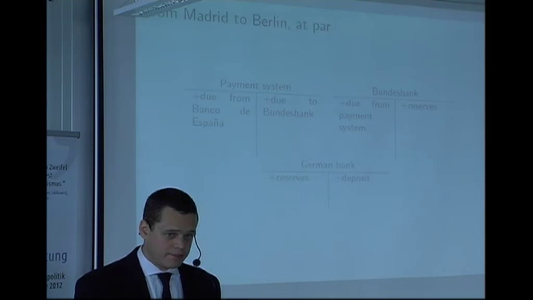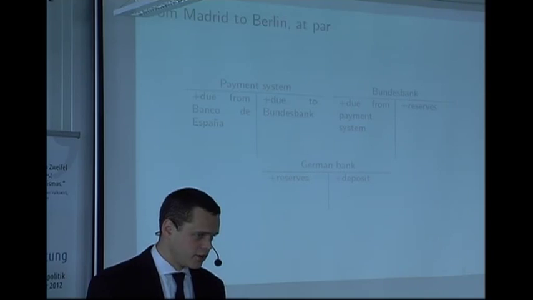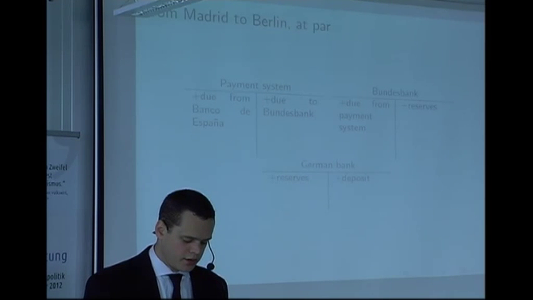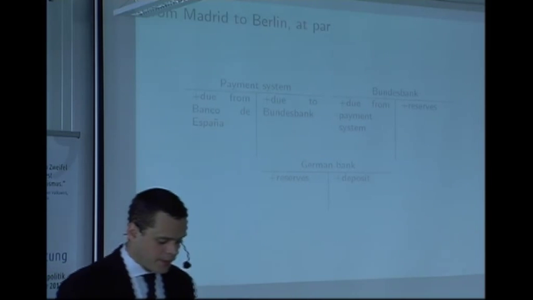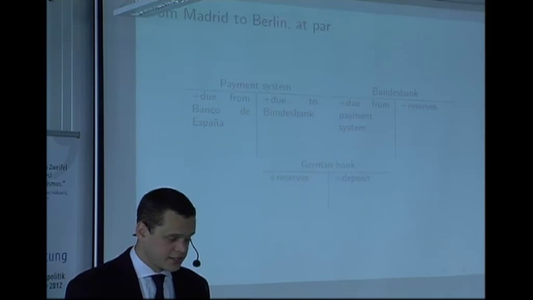Thus, it is not a stretch to claim that the unified payment system is the essence of monetary union. It is the feature of monetary union that ensures €1 in Madrid is equal to €1 in Berlin. If a country were to exit the euro, you would know it because your payments to that country would stop clearing at par and instead would clear at something else.